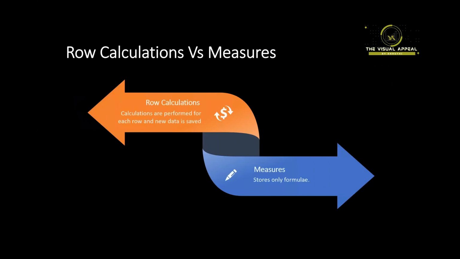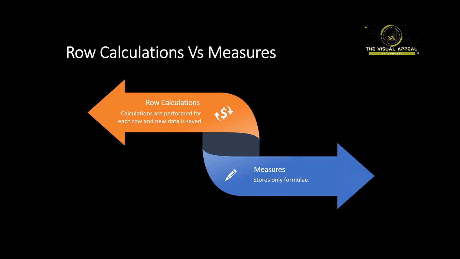At this juncture, I would like to introduce two concepts, row calculations and measures. While both give the exact same results, row calculations add to the file size because a new column is inserted and calculations are performed for each row in the base data. Unless you want to see the results in the base data itself, I do not recommend using these.